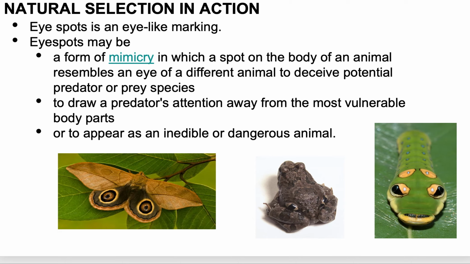All right, and then lastly, we have eye spots, which is technically a form of mimicry, in which they'll have spots on the body that resemble an eye of typically a different animal to deceive potential predators or prey species. So it draws attention away from their vulnerable parts, such as their head, if it's on a different part, or it can make them appear inedible or very dangerous looking. For instance, this moth here makes his eyes look way more terrifying. The frog has the eyes on its backside, so it can confuse a predator on which side is the head, and allow the frog to figure out a path to get out of there.